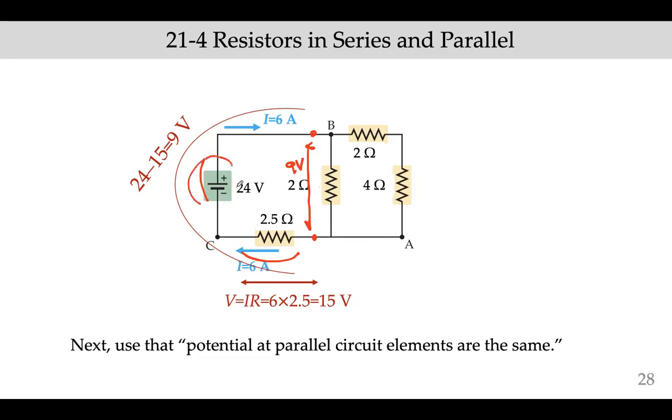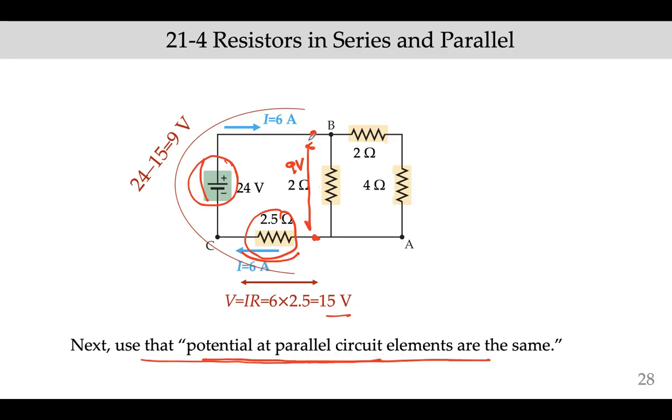So this creates 24, but this resistor eats up 15 volts of it. So what's left is, between these points, what's left is 9 volts. Now, next, use that potential at parallel. Use the observation that we talked about, which is potential at parallel circuit elements are the same.